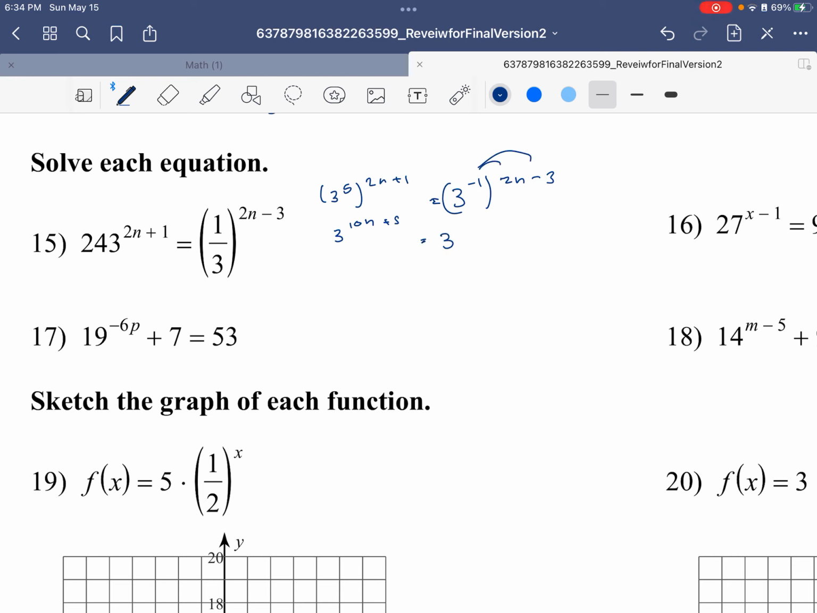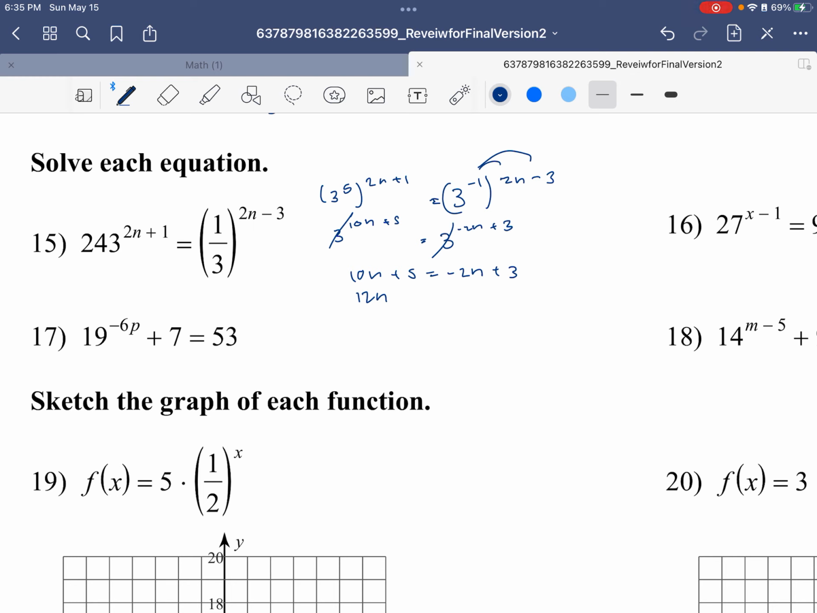We're going to multiply this out. Minus 1 times 2n is minus 2n. Minus 1 times minus 3 is 3. And our bases are the same here, so you can cancel it out and then set the exponents equal to each other, which gives us this. And then now we're going to combine like terms, so I'm going to move negative 2n to the left, so negative 2n is going to become plus 2n, and that'll give us 12n, because 10n plus 2n is 12n.